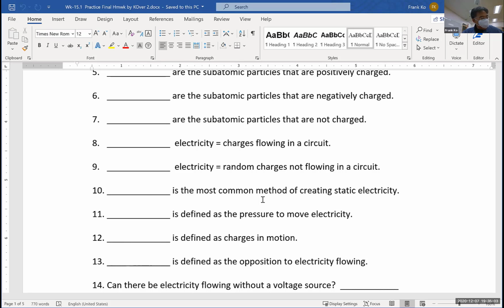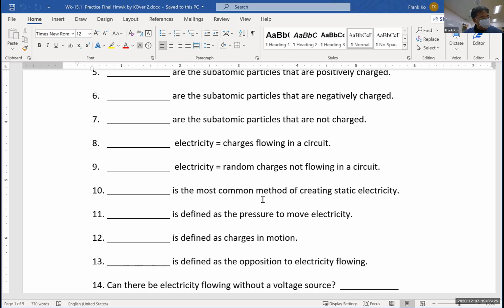Number 16, the omega symbol represents what electrical quantity? It represents ohms. The physical quantity is resistance. The unit is ohms, yes. Okay, so we're looking for resistance for number 16. Any questions for 14, 15, and 16?